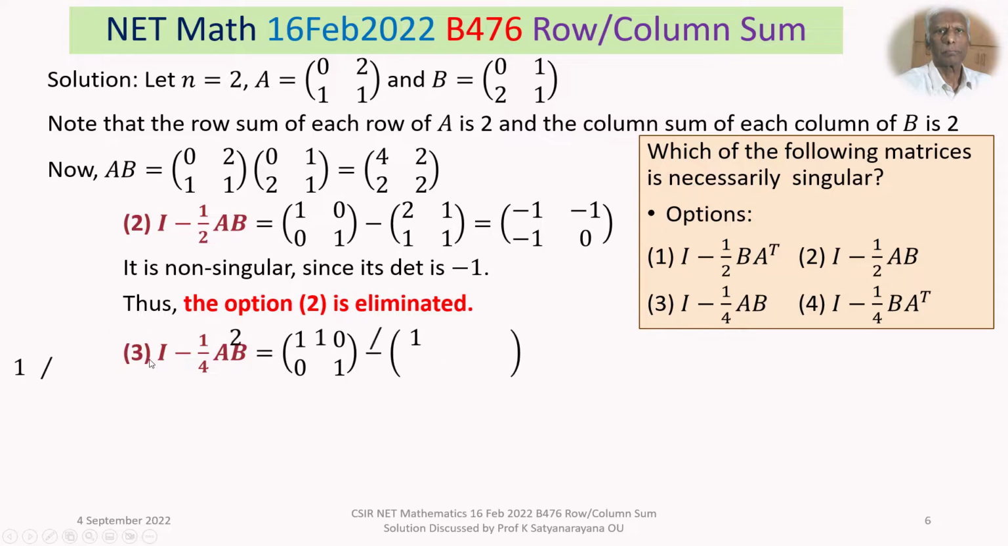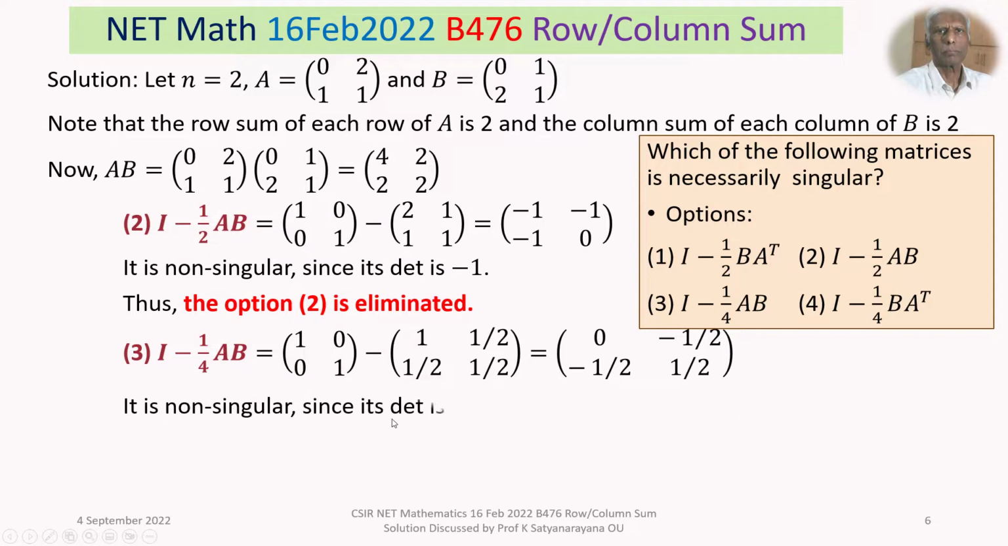And option 3, I minus 1/4 AB. So I is here, minus 1/4 of this AB is this matrix, and when subtracted you will get 0, minus 1 by 2, minus 1 by 2, 1 by 2. It is non-singular. Why? Because its determinant is minus 4. So look at the options. So this option 3 is non-singular. Therefore option 3 is eliminated. We continue in the next slide.